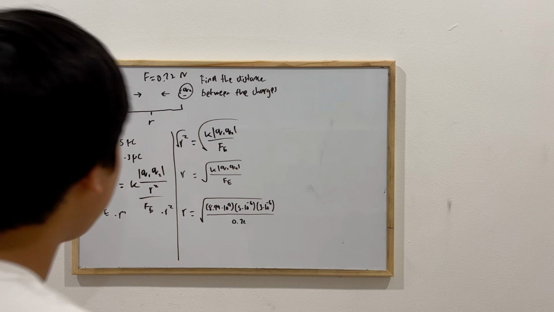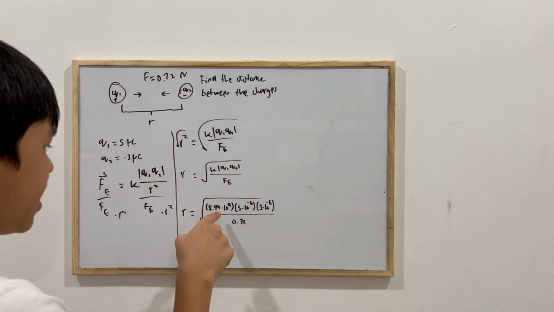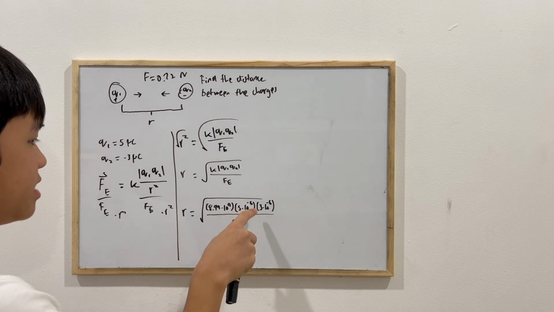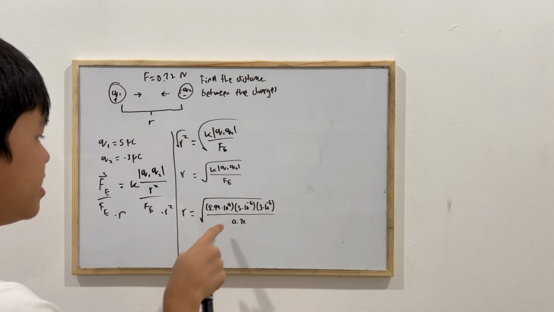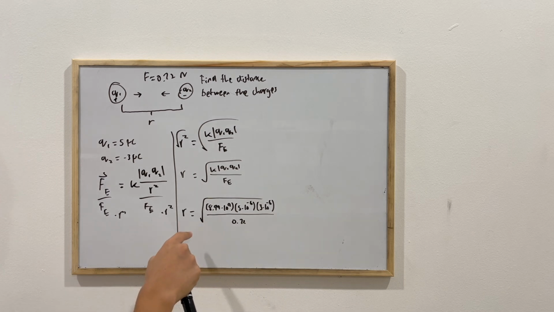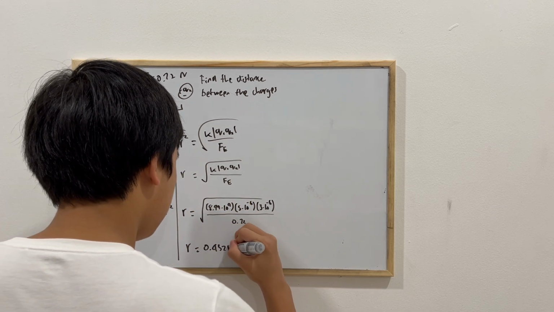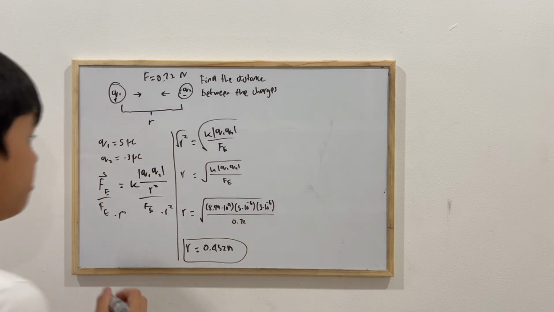So plugging in our values, we're going to get 8.99 times 10 to the 9, that's the electric constant, times 5 times 10 to the negative 6 times 3 times 10 to the negative 6 over 0.72, and that's all going to be square root. We're going to get a final answer of 0.432 meters as the distance for the two particles.